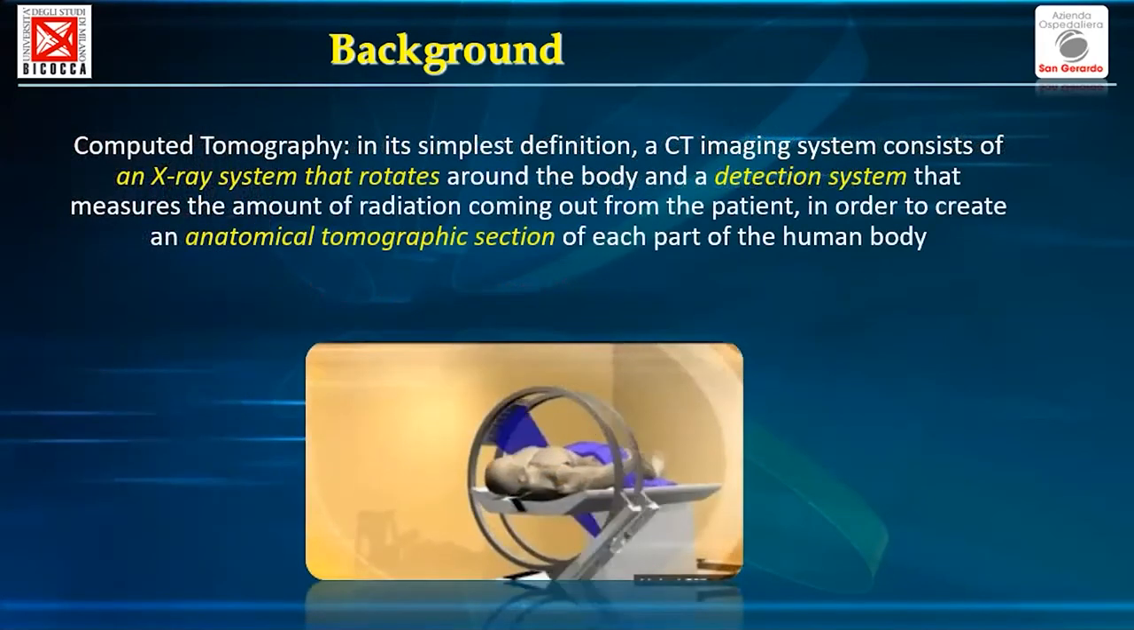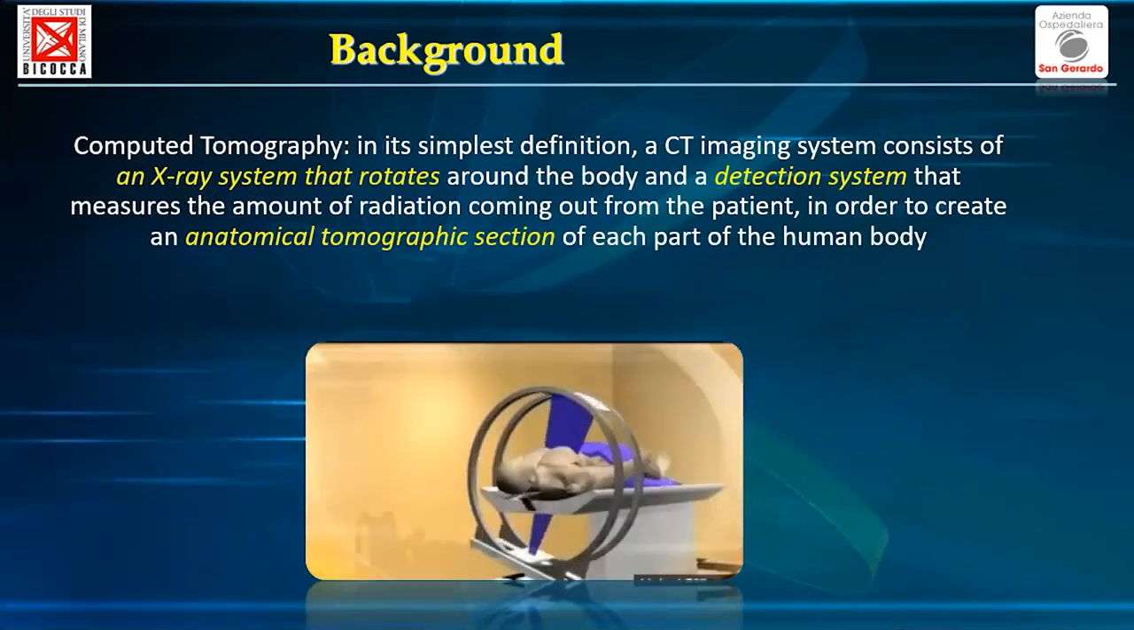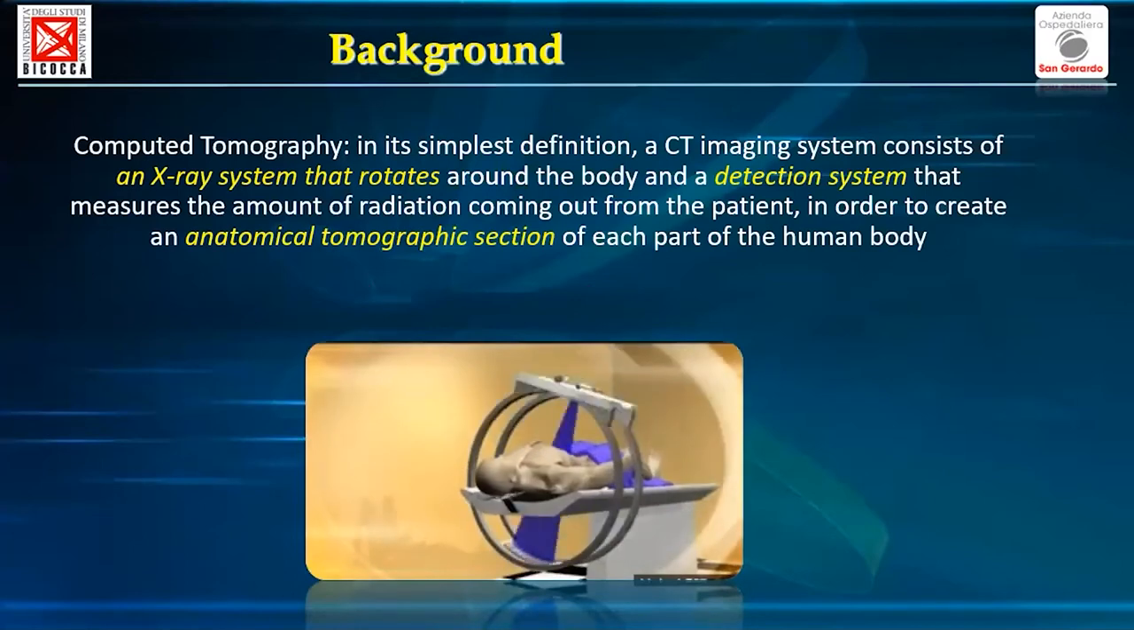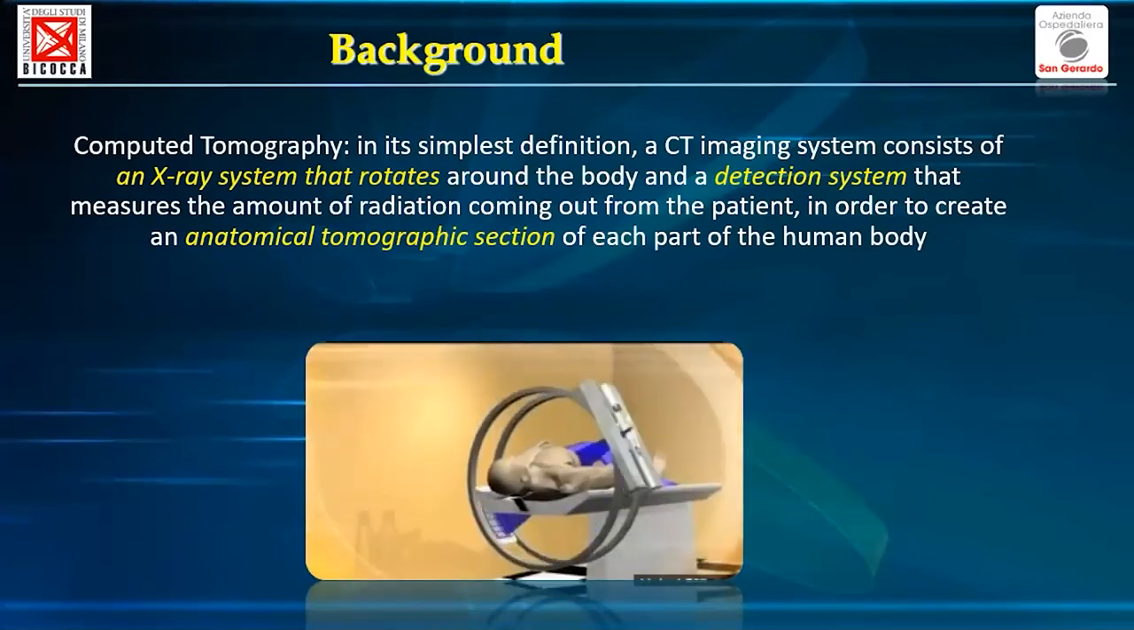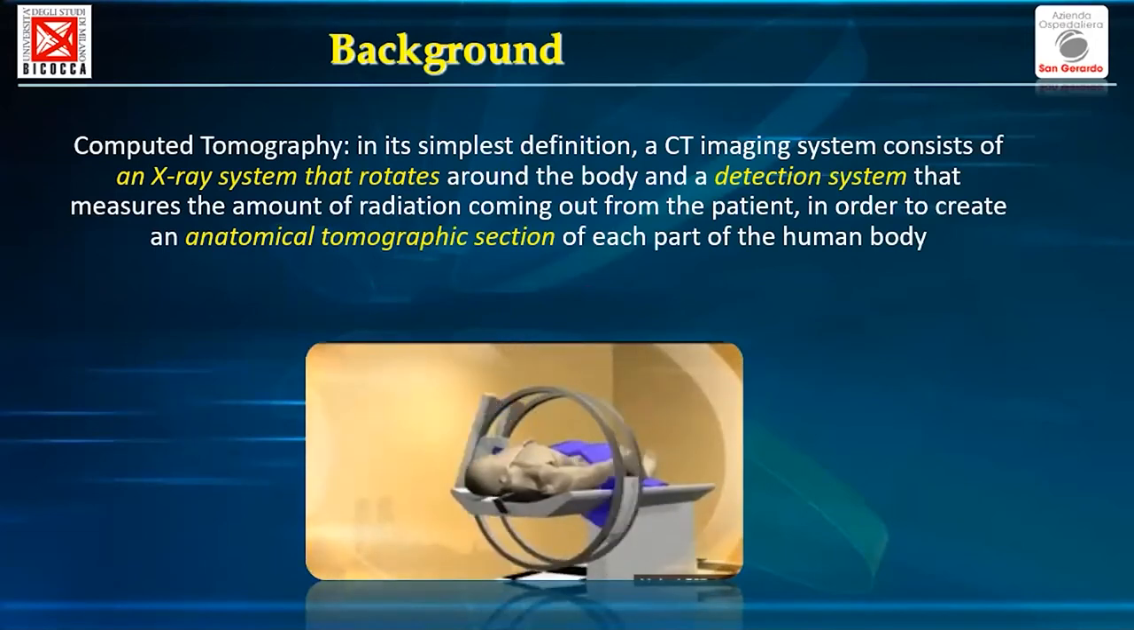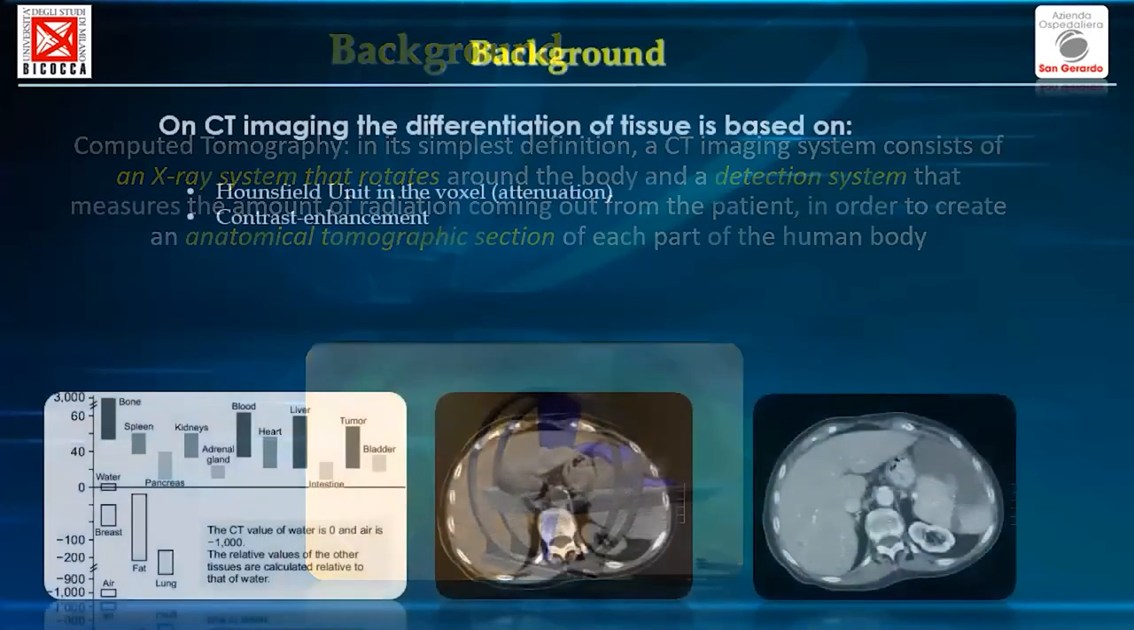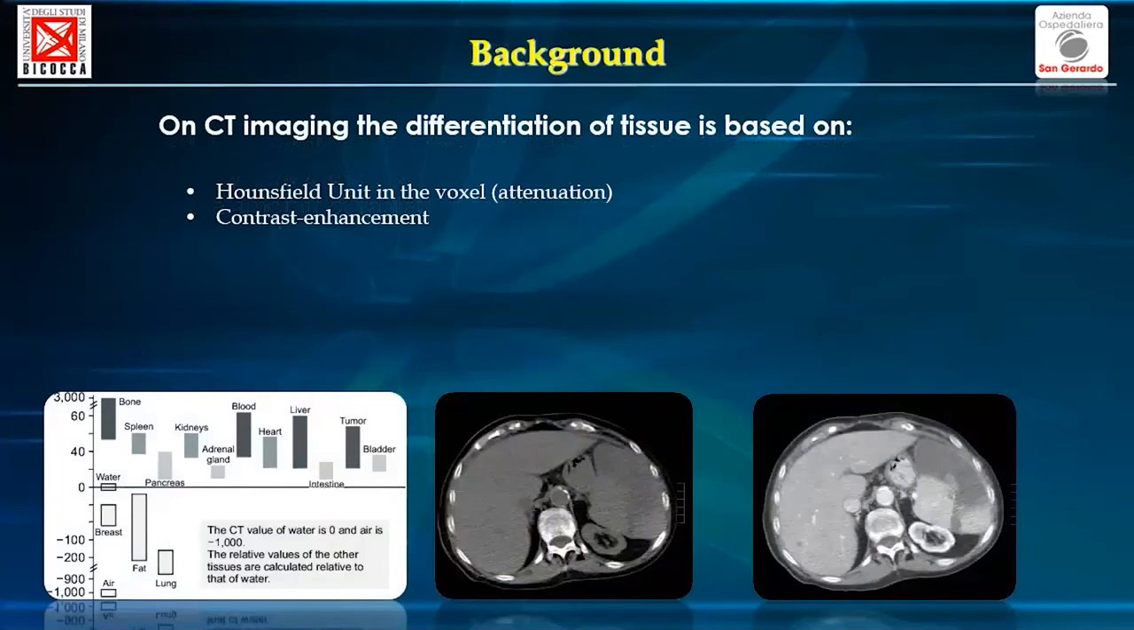And computed tomography, in its simplest definition, is an X-ray system that rotates around the body of the patient, and we have a detection system on the opposite side that measures the amount of radiation coming out from the patient, in order to create an anatomical tomographic section of each part of the human body. And usually on CT imaging, the differentiation of tissue is based on the Hounsfield unit inside the voxel, which is more or less specific for each different tissue due to a different attenuation value. And it's related to the contrast enhancement, because the contrast agent allows us to define the behavior according to the pathophysiological modification of each different lesion.